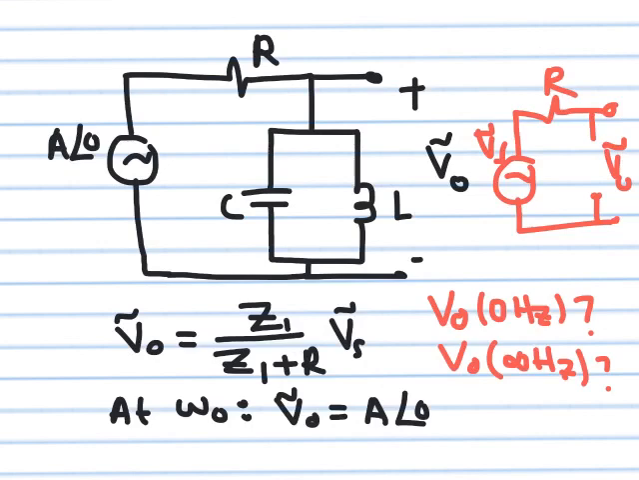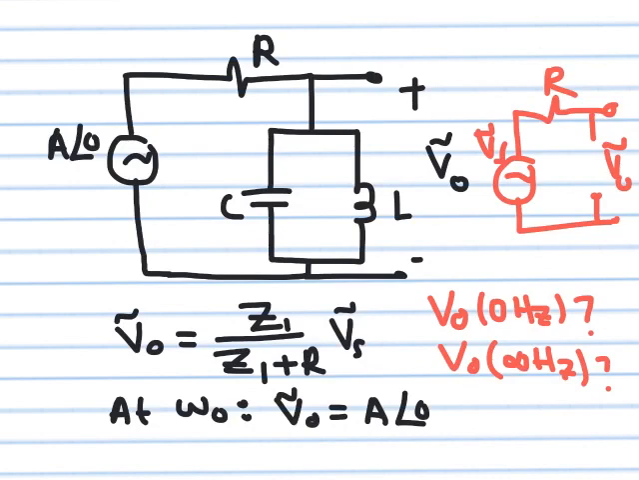What about at all other frequencies? Let's see. At very high frequency, the impedance of the capacitor is 1 over j omega C, and if omega is infinity, this term becomes minus j0. It is 0, so this is a short circuit. So the output will be 0.